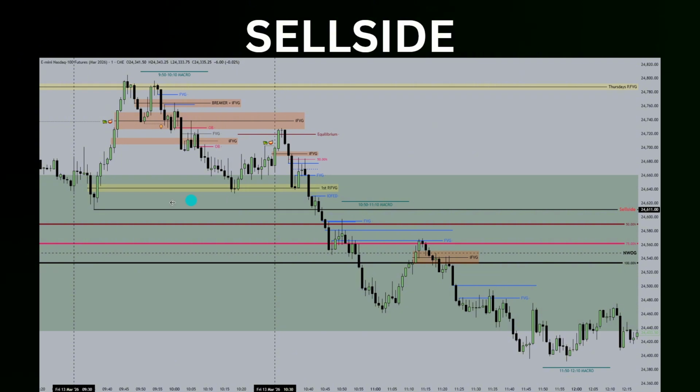We engineer sell side liquidity here, and as we are in a deep discount, we've reached this first presented fair value gap, we start retracing, and then we have this retracement into a premium, sorry, of this range from this high to this low.